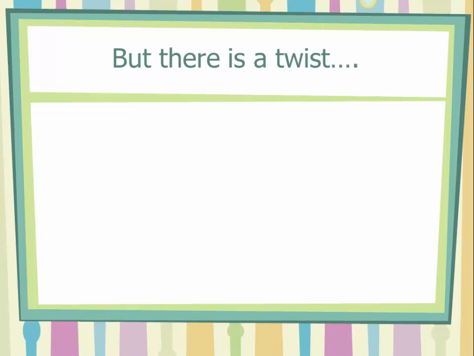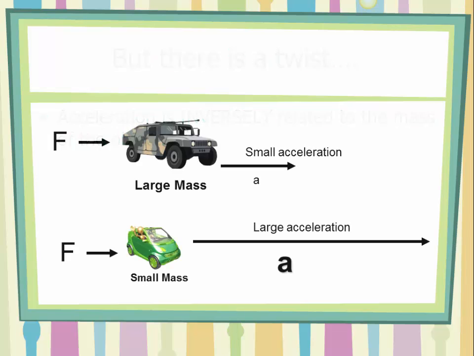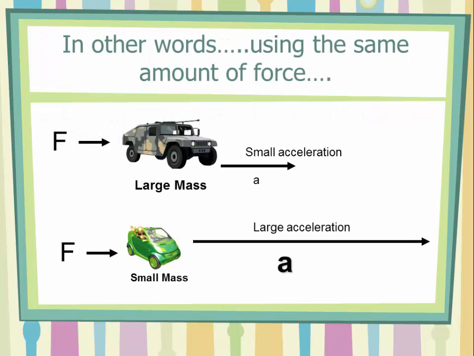But there is a twist in this situation. Acceleration is inversely related to the mass of the object. So if you see here, we have the same force that's being used. The only thing that's different is the mass of the object. Here we have a Hummer. Down here we have a small smart car. So if you use the same force to move it, the small car is going to accelerate faster and longer than the Hummer will.